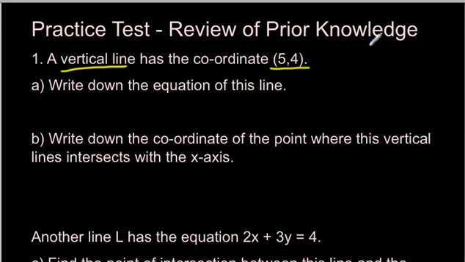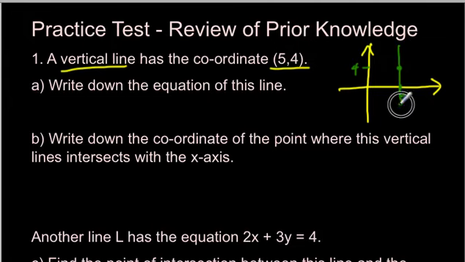The first thing you should do is draw your XY axes right here. Basically what I've said is that there's a coordinate 5, 4. So let's say this is 5 and that's 4 and there's a point right there. Now it says a vertical line. A vertical line is a straight line down, so it just goes like that. So what is the equation of this line?